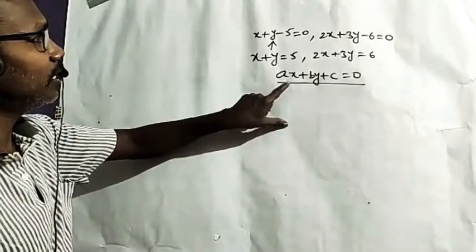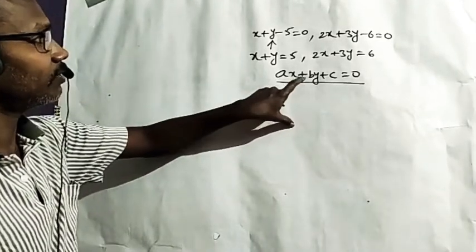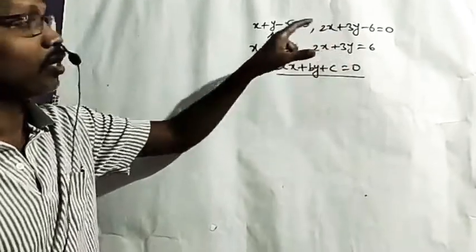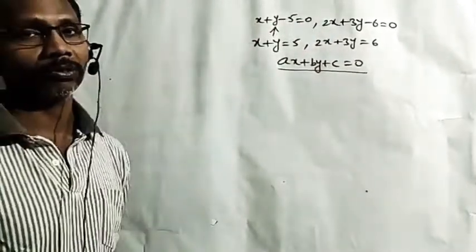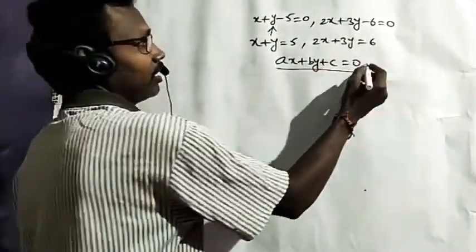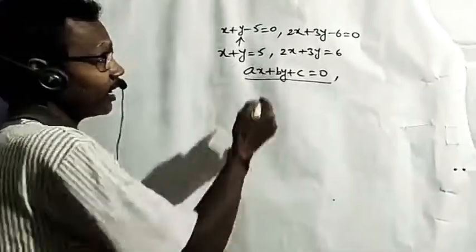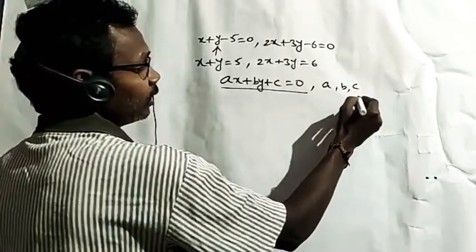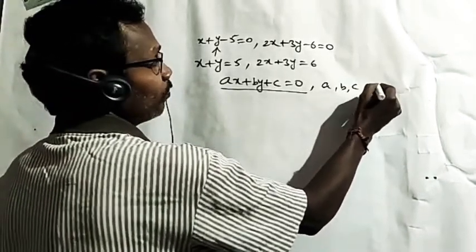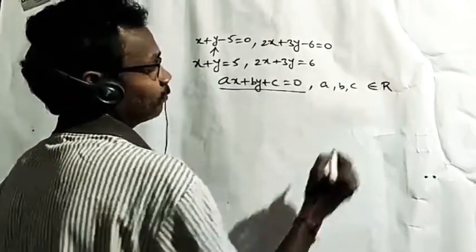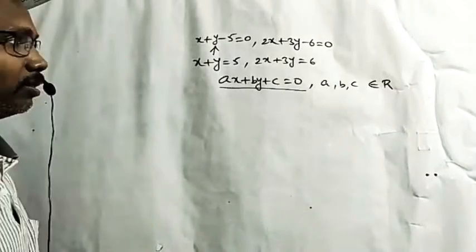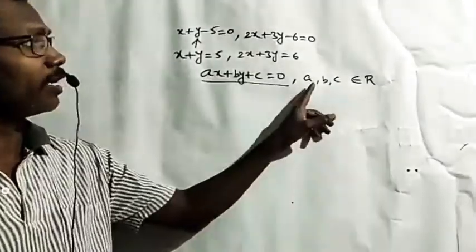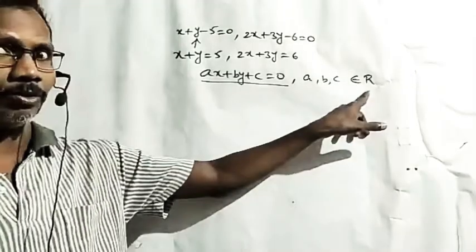Here is one small comparison. See the a, b and c. Just compare here, you are finding them as some real values. To explain the conditions: here a, b, c are some real values, so they belong to the real numbers. R stands for real numbers. And there is one more condition also.